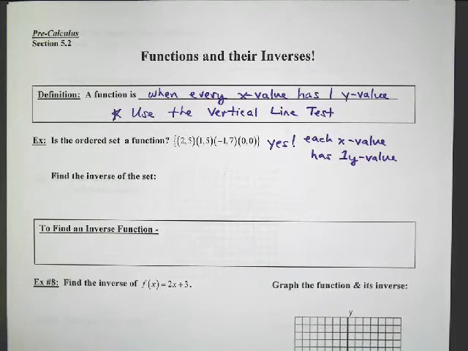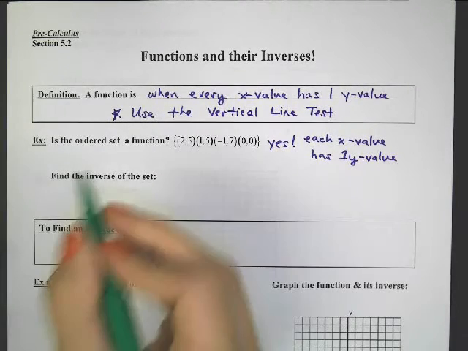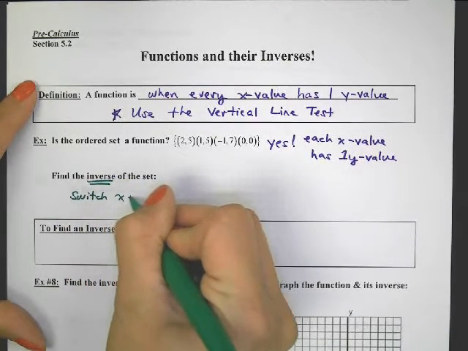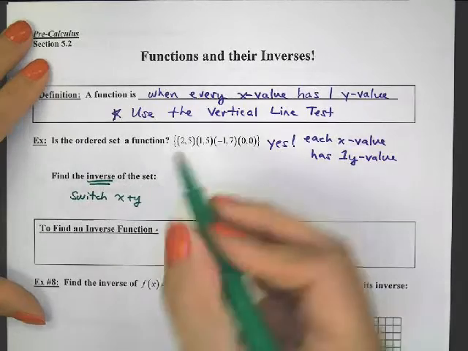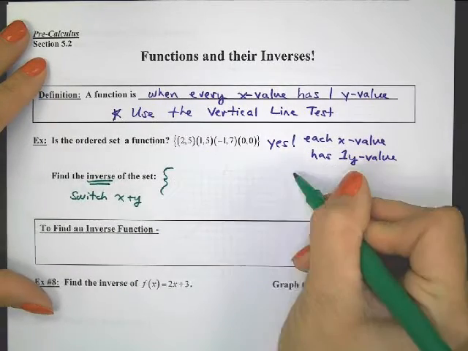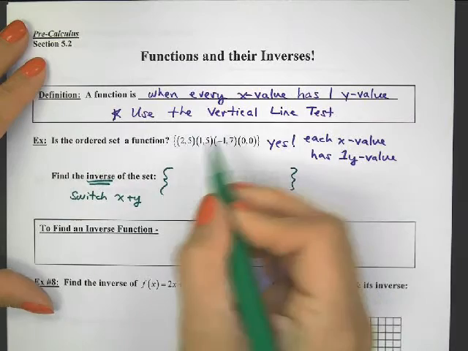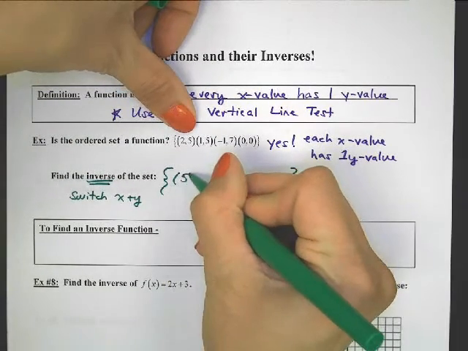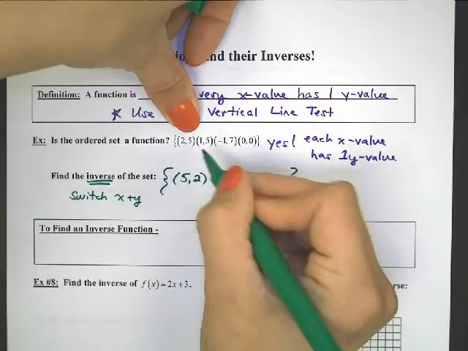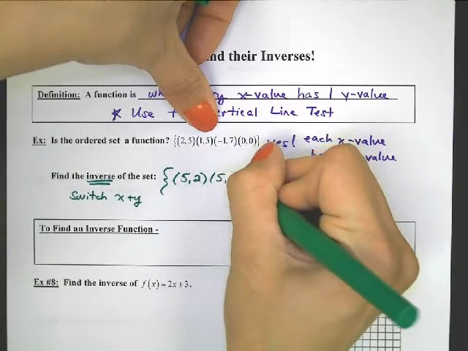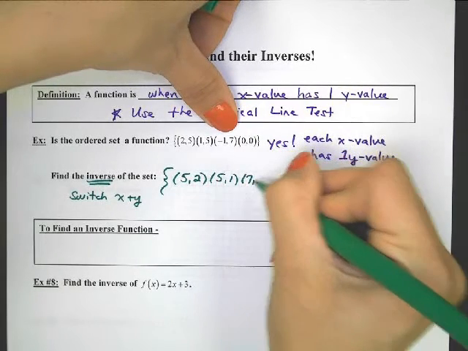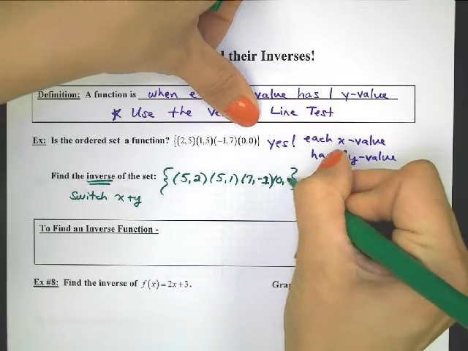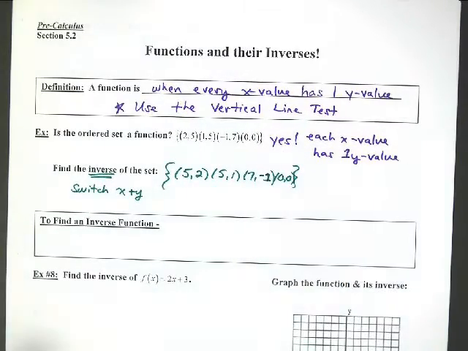Now when it says find the inverse, what that means is switch x and y. Find the inverse of the set. So what I'll do is draw the set notations. Here's the set of all the points. The first point, instead of 2, 5, becomes the point 5, 2. You just switch the x and y. This is going to become 5, 1. This is going to become 7, -1. And this becomes 0, 0. So you switch each x and y.